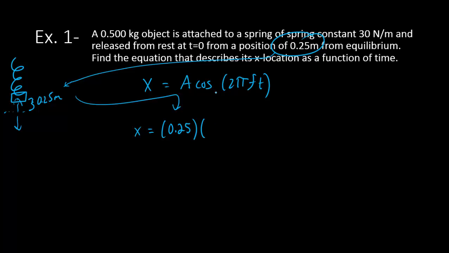And then I'm going to go ahead and plug in cosine, 2 pi, and then the frequency times time. We're going to need to figure out what this frequency is here. Now, the problem doesn't actually tell us the frequency of this oscillating system. So that's where we're going to have to go back to our equation for the period of a mass spring system.